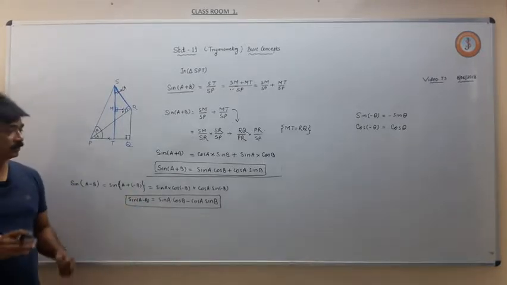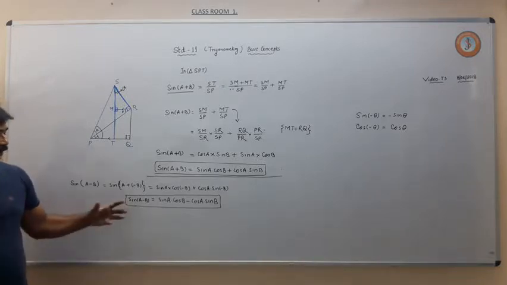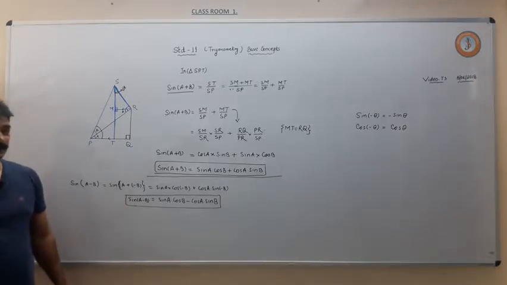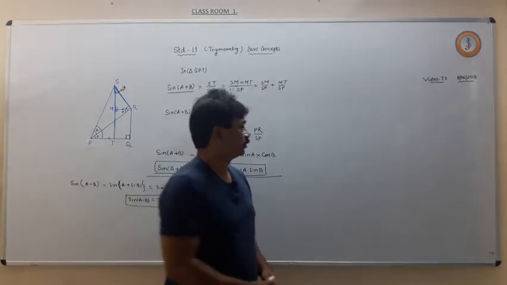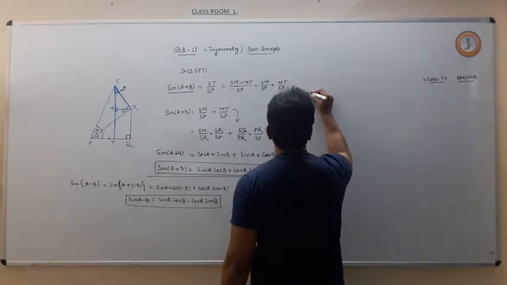So remember this, children, this is very, very important. The derivation of things is important here. So now what we are going to do, children, is go for the cos A plus B formula.